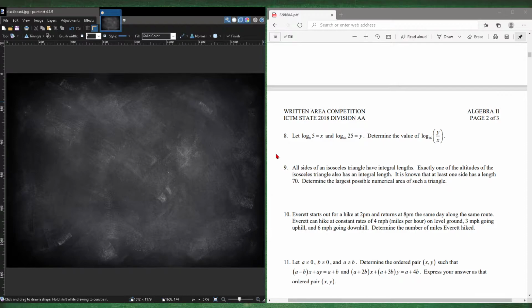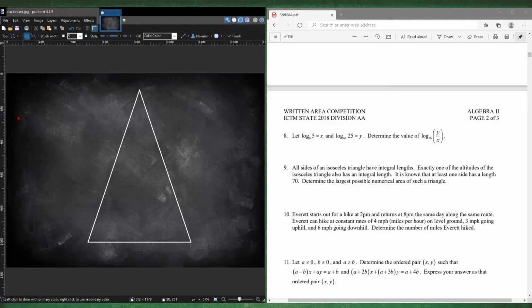All sides of an isosceles triangle have an integral length exactly when the altitude has an integral length. It is known that at least one of the lengths is 70. Determine the largest possible numerical area of such a triangle. So basically, we have an isosceles triangle. Let's make an altitude.